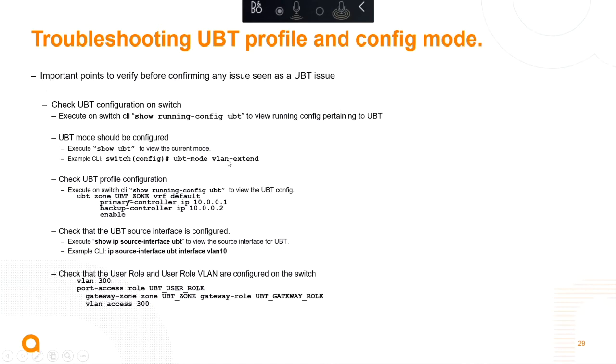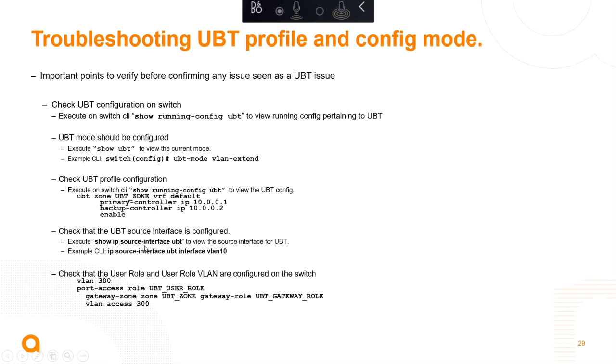First, we have to see the UBT profile and config mode configuration on the switch. For that, we can run the show running-config ubt command, and in that we can check whether the mode is set properly. VLAN extend mode is the reset VLAN. This is actually the UBT 1.0 mode.